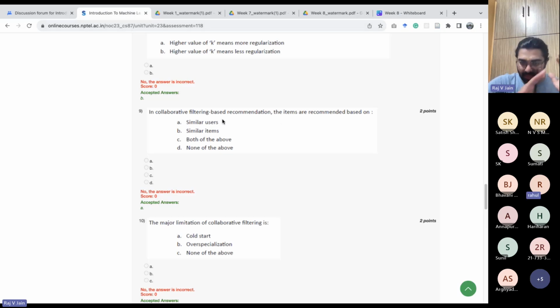Similar items means similar items in terms of their feature space, their descriptions, or what they are, their attributes. That's what similar items would mean. All right. Okay, sir.